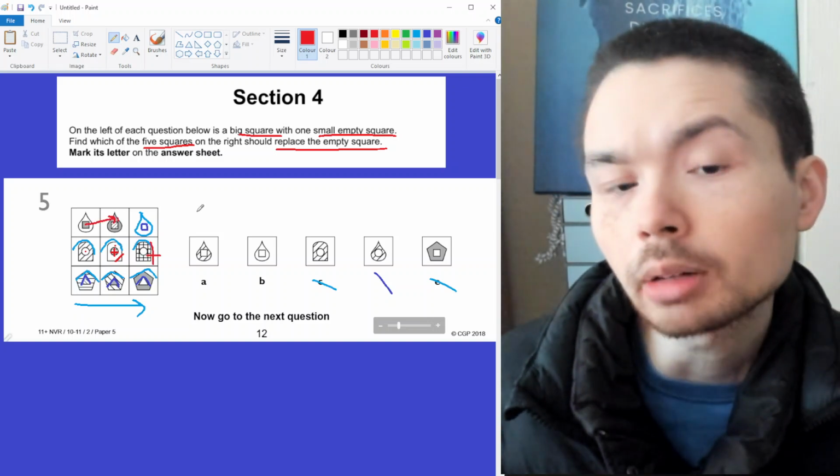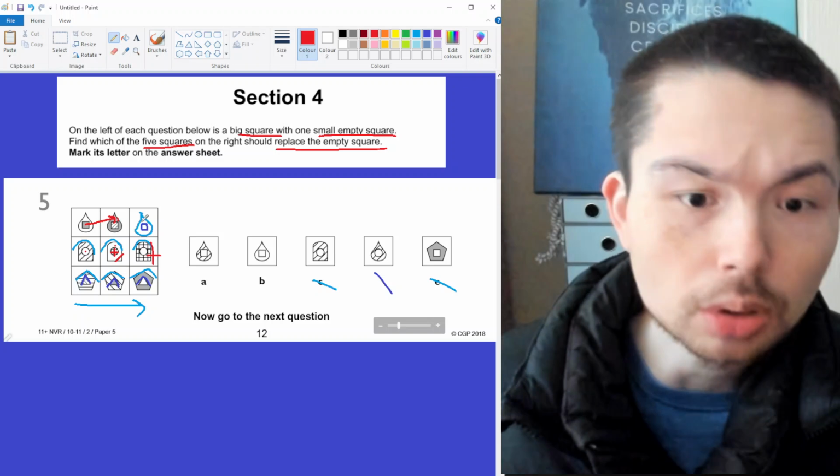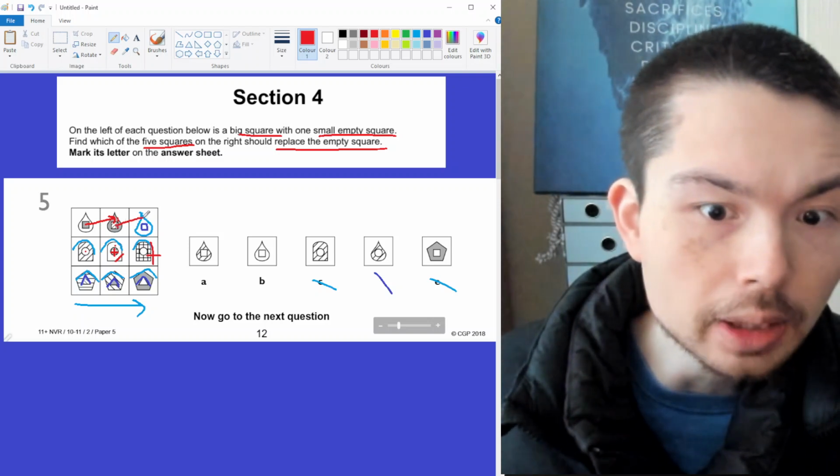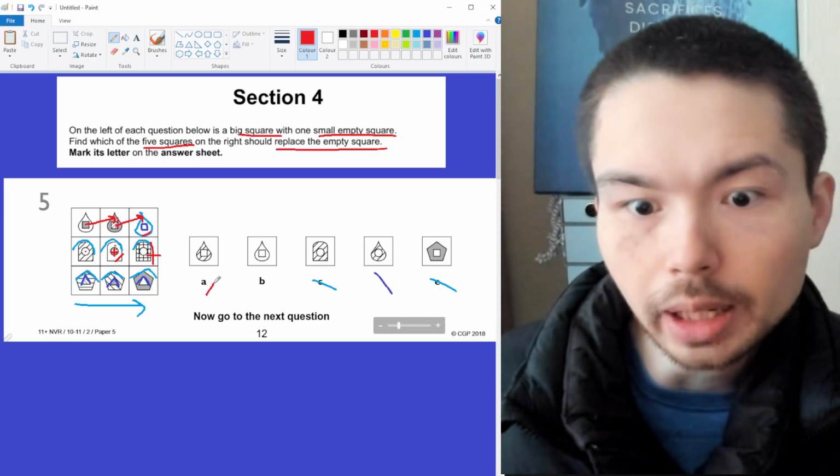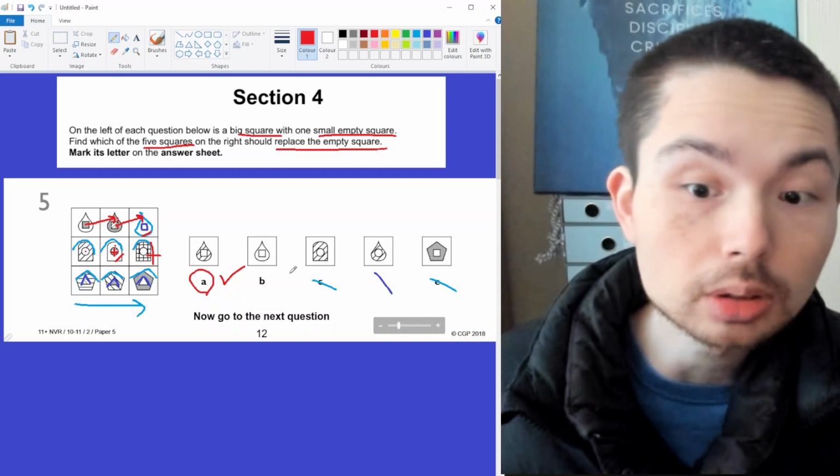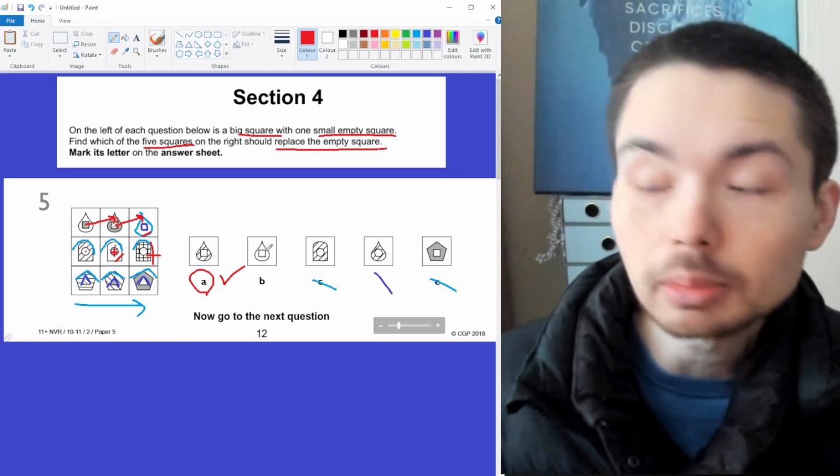So the color is just moving to the next shape. If I draw the arrow like this, that will show it properly. Look at the line inside, then the line outside as well. A is the answer. Also, B looked a bit strange. I would not put B. A is the answer.